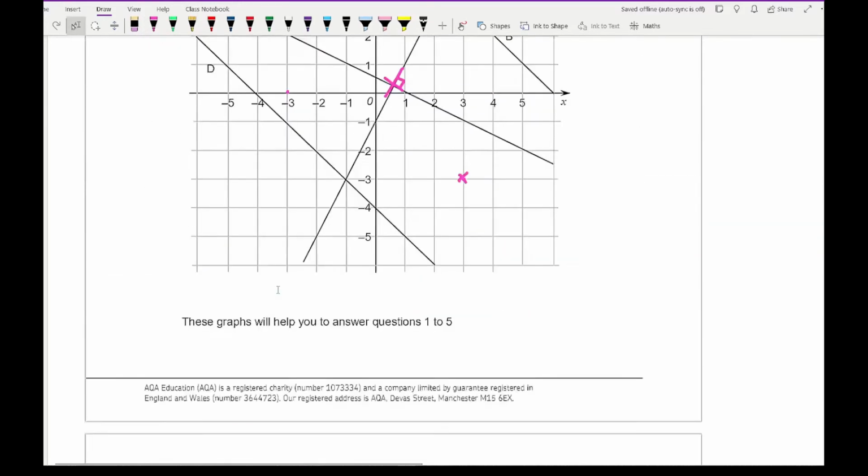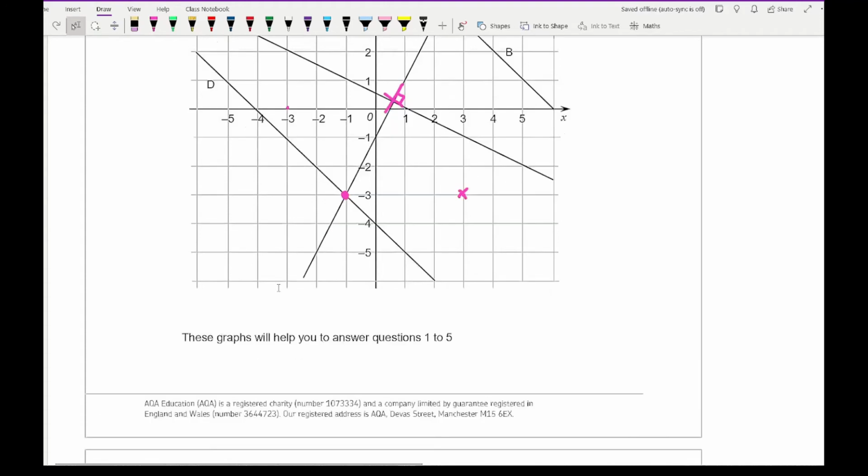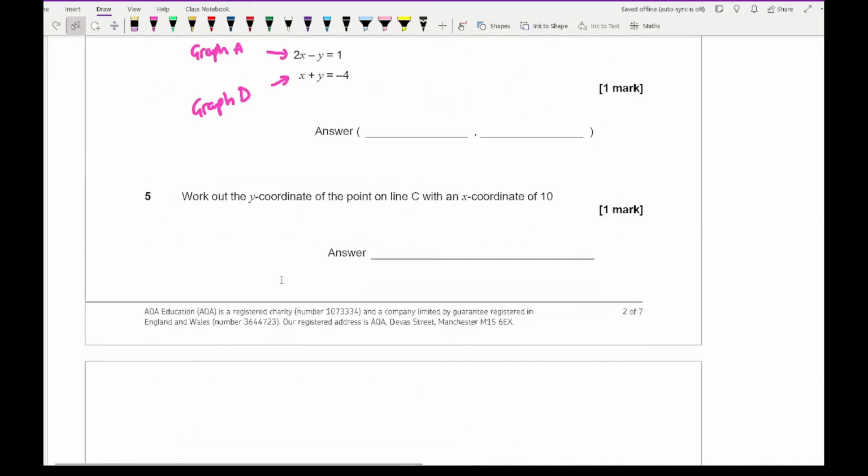So looking at line A and D, they both intercept at this point here. So the answer is going to be that coordinate. So it's going to be minus 1, minus 3. So let's just go about writing that. So minus 1, minus 3.